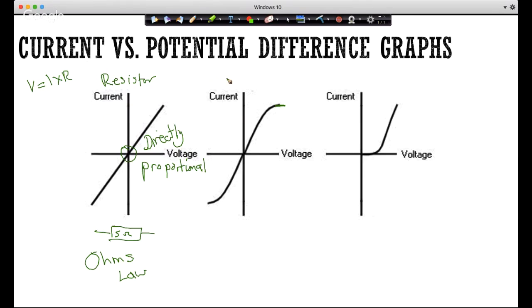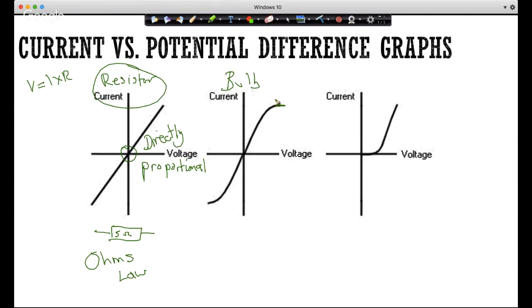Now, because of that bit about the constant temperature, that helps us to work out the science behind this. I'm going into higher level detail here, but just be prepared to name the type of component that these graphs represent if you're doing foundation. So this type of graph here, this is for a bulb.